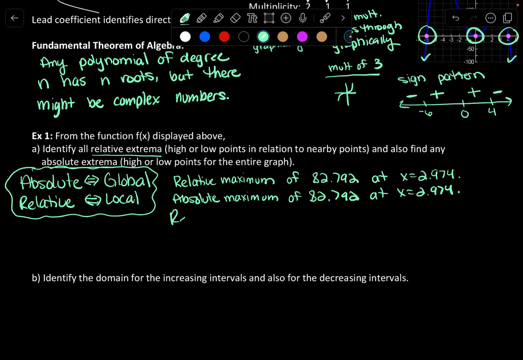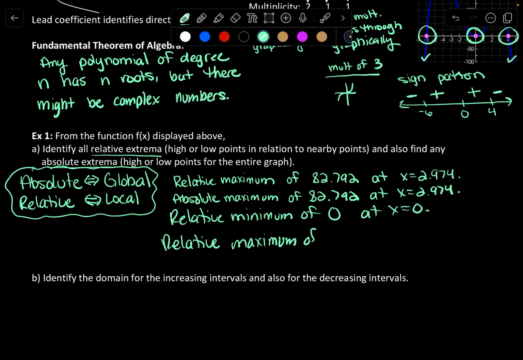We also had a relative minimum of 0 at, oops, I should not say and, at x equals 0. And lastly, we had that relative maximum of 260.896 at x equals negative 4.294.